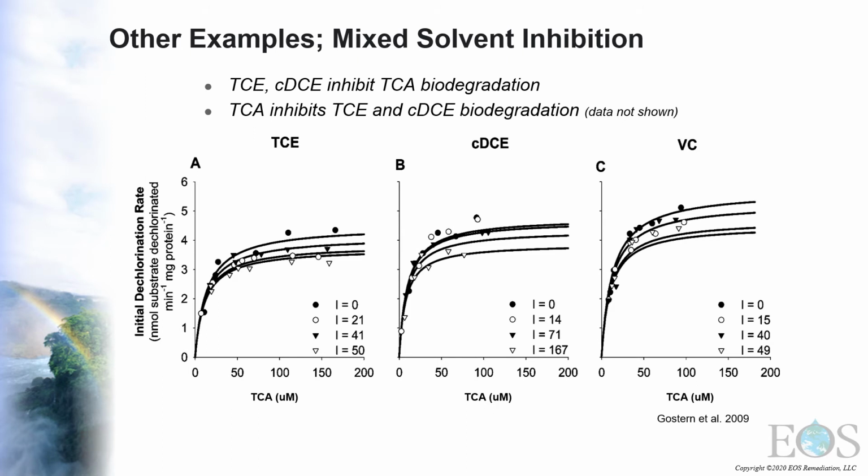Also, if we have mixed plumes, if you have both a commingled TCE and a TCA plume, for example, the TCE inhibits the TCA degradation, and vice versa. The TCA inhibits the TCE degradation. So having commingled plumes can actually kind of work against you in terms of degradation efficiencies.